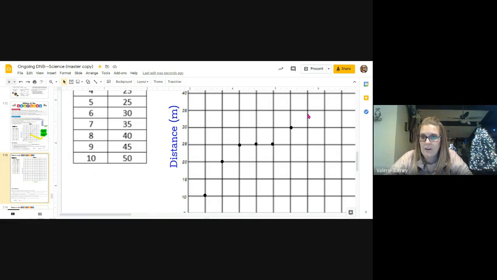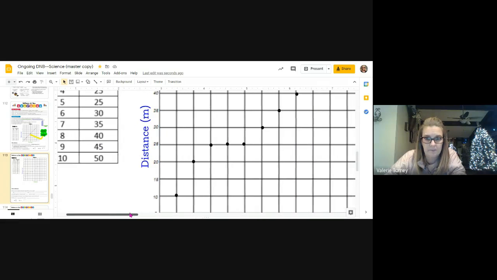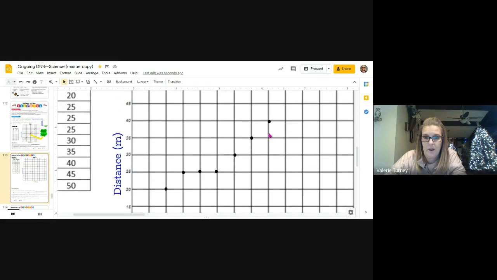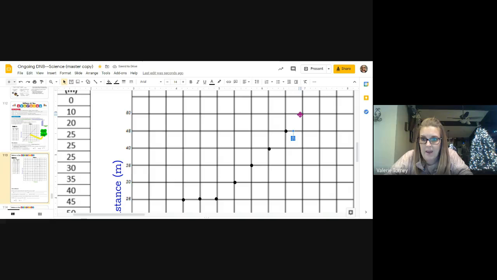So I know this line right here is 7 seconds. I'm just way zoomed in, right? So at 7 seconds, they were at 35 meters. At 8 seconds, they were at 40 meters. I know this line right here is 8 seconds. They were at 40 meters. At 9 seconds, they were at 45 meters. If this one was 8, this one is 9 at 45 meters, and then this one is 10 at 50 meters.